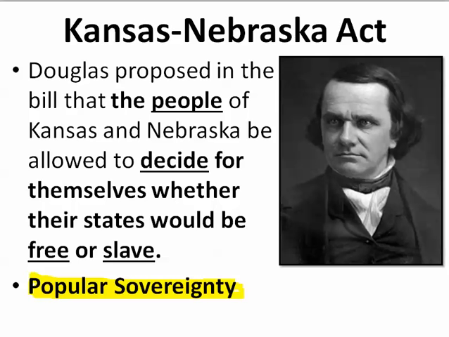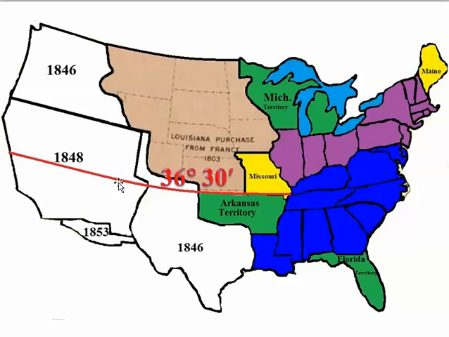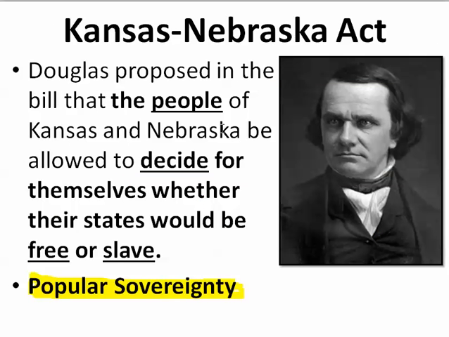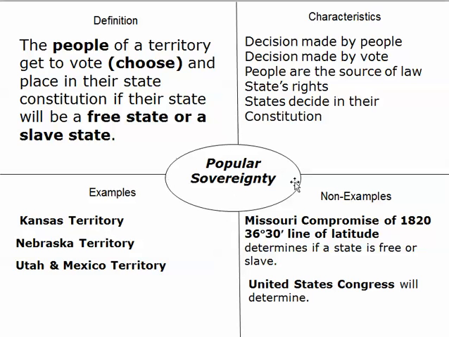Alright, this Missouri Compromise 36°30' line is out of the way now because the bill becomes law. The Kansas-Nebraska Act is enacted. It becomes law, so this 36°30' line is no longer in effect. Now we have popular sovereignty. The people themselves get the right to vote. Let's look at that vocabulary a little bit closer. Popular sovereignty, what's the definition?